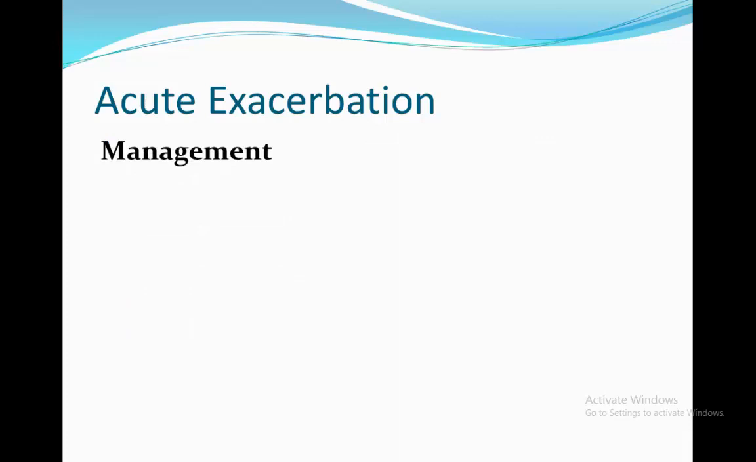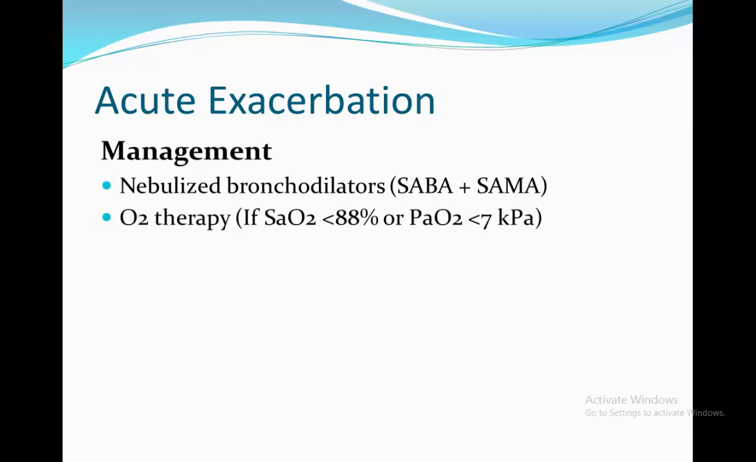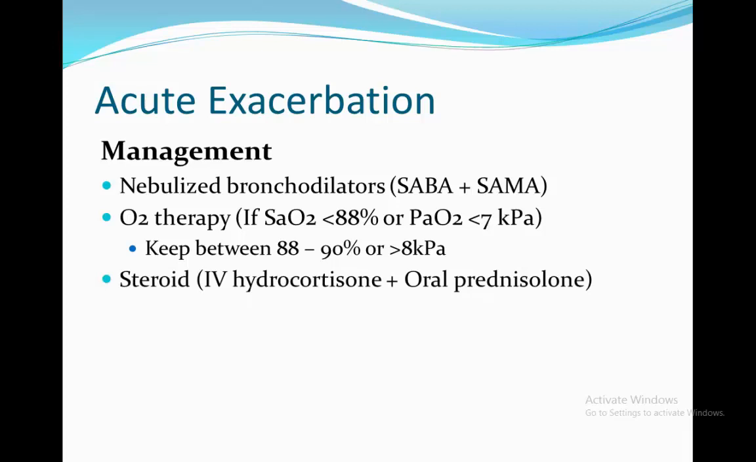In managing these patients, we'll first give them nebulized bronchodilators, both short-acting beta-2 agonist and muscarinic antagonist. If the oxygen saturation is less than 88% and the partial pressure is less than 7 kilopascal, we'll give them oxygen supplementation to keep the saturation between 88 to 90%, or the partial pressure more than 8 kilopascal. We'll then give them IV hydrocortisone and oral prednisolone together. We'll give antibiotics if there's any evidence of infection.